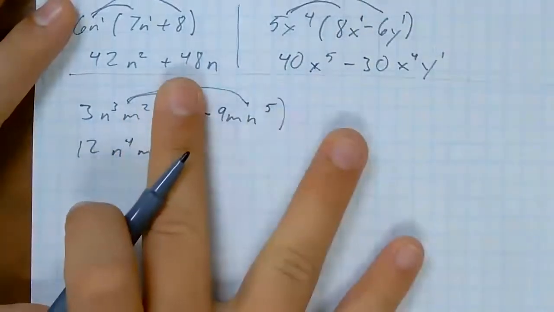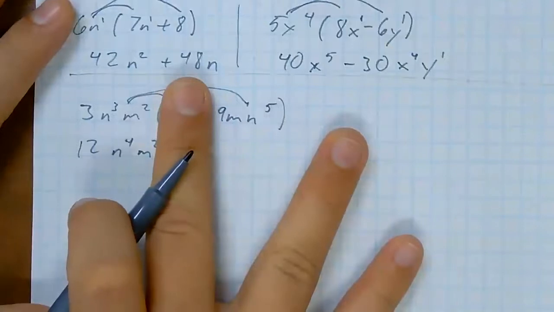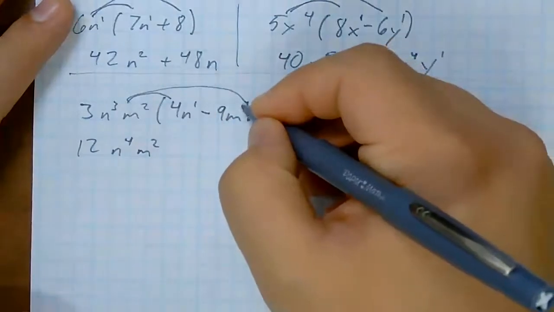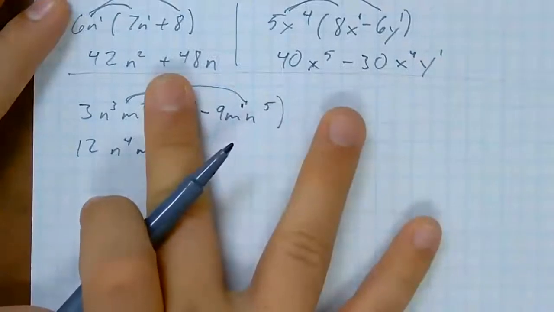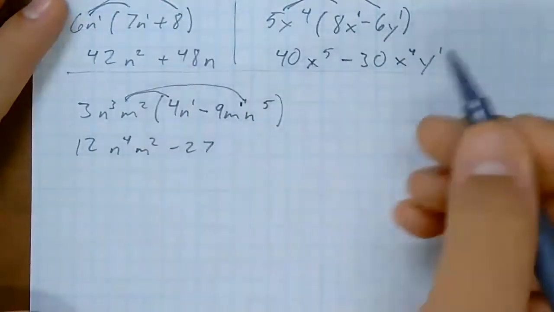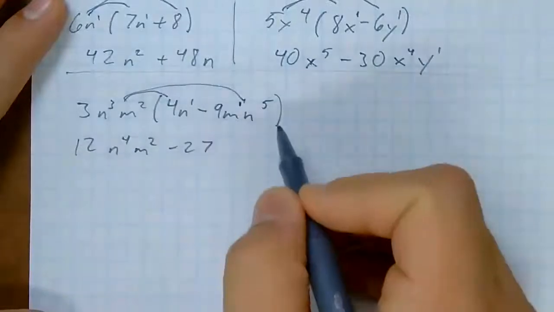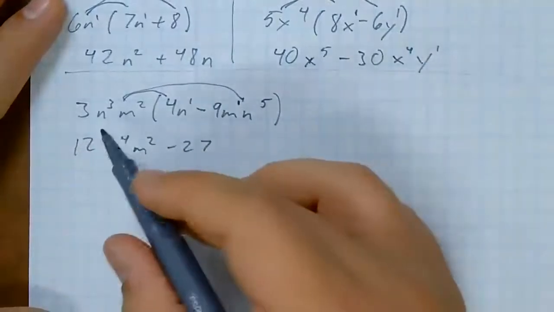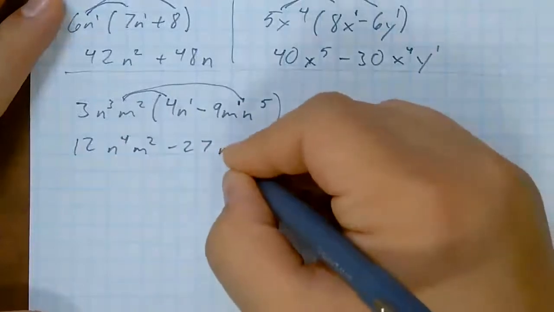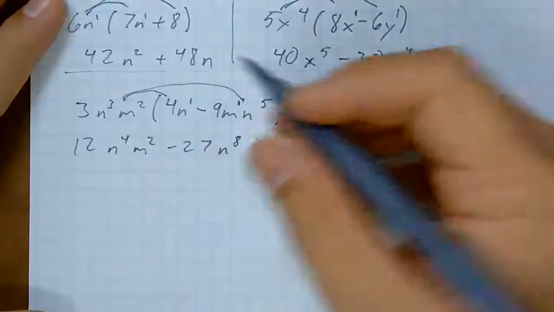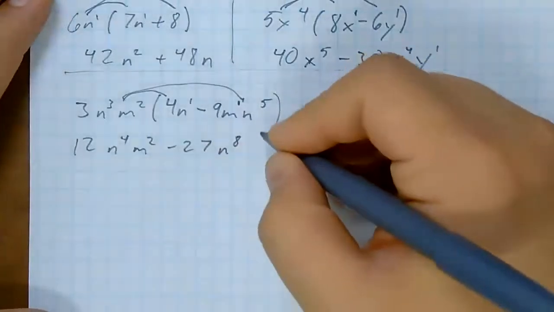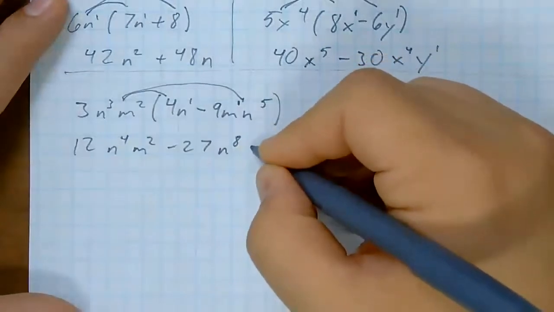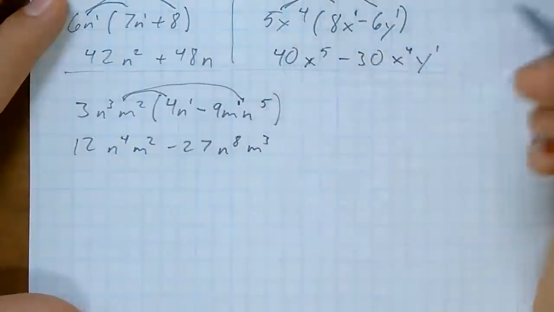Well, now it's a product rule problem between 3n cubed m squared and 9m n to the fifth. Okay, I kind of covered up my own invisible exponent there. I'll put it back. So 3 times negative 9, that is negative 27. N cubed, n to the fifth, add those powers. These are the same base, so n cubed times n to the fifth is n to the eighth. And then m squared times m to the first, add those together. 2 plus 1 is 3. Okay. So that is m cubed.